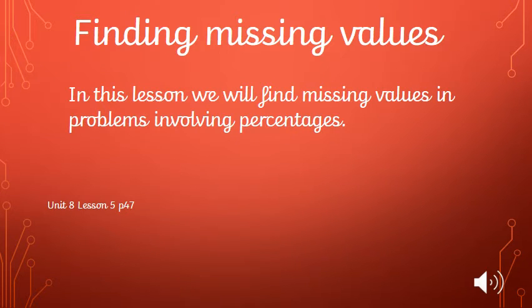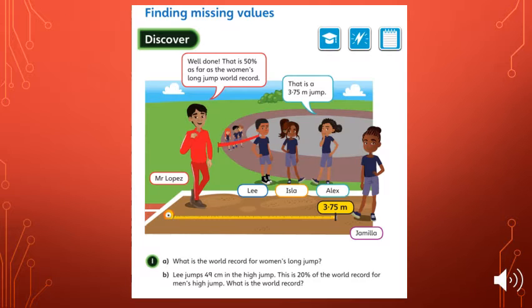In today's lesson, we'll be looking at finding missing values. So we're going to be finding missing values in problems involving percentages. First I'd like you to have a go at the Discover section. The children are completing a long jump and Alex says that is a 3.75 metre jump. Mr. Lopez says, well done, that is 50% as far as the women's long jump world record.